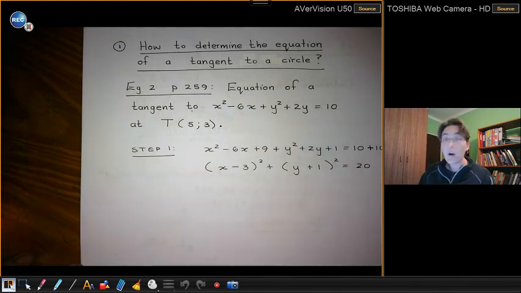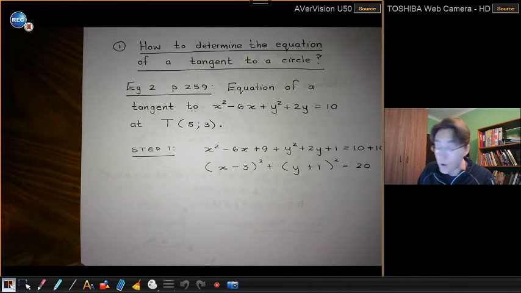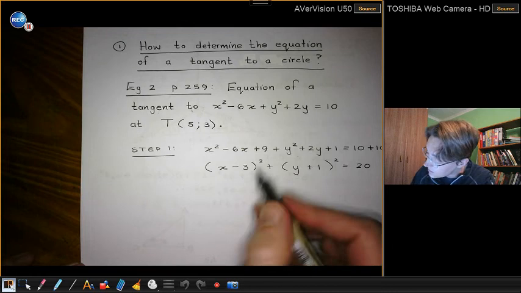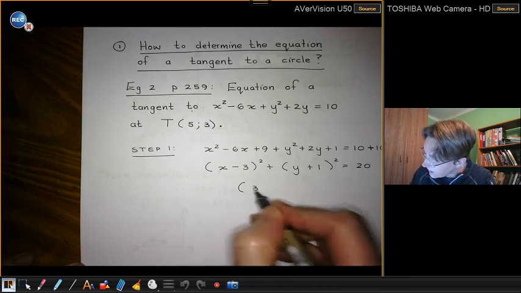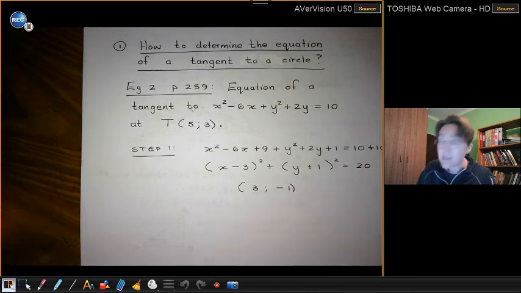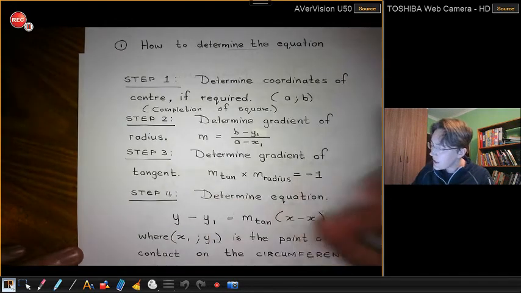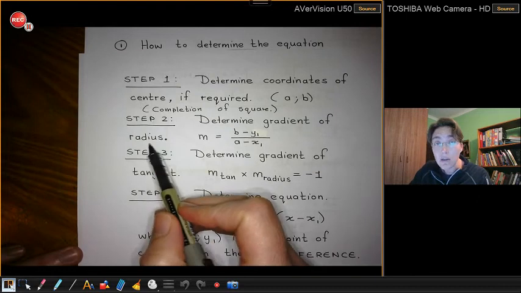Now, before, I didn't know what the centre of the circle is. Now I know the centre of the circle is the point 3, negative 1. Remember to change those signs. So centre is the point 3, negative 1. So that's step 1. Determine the centre of the circle if required. Now, step 2. Step 2 then says determine the gradient of the radius.